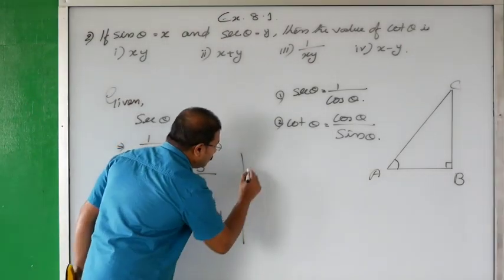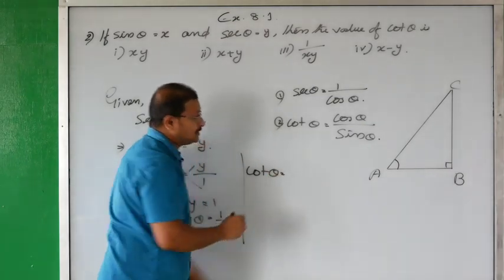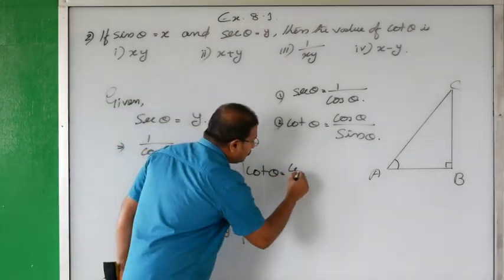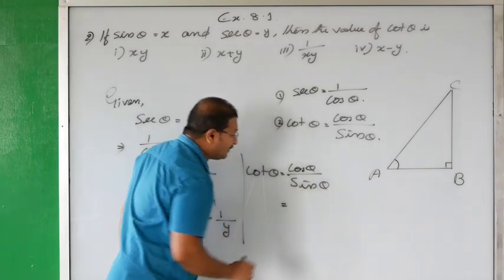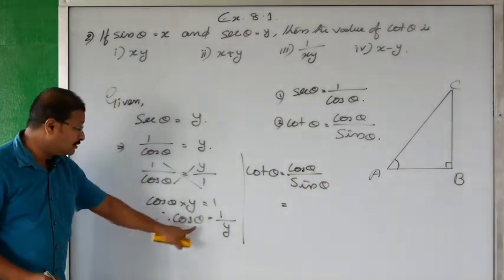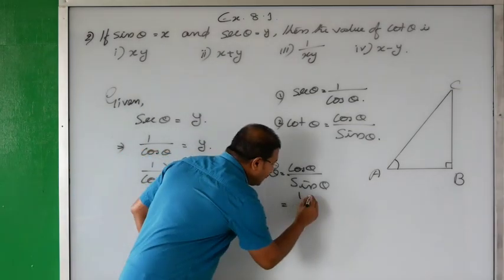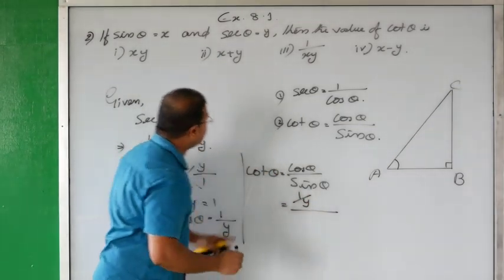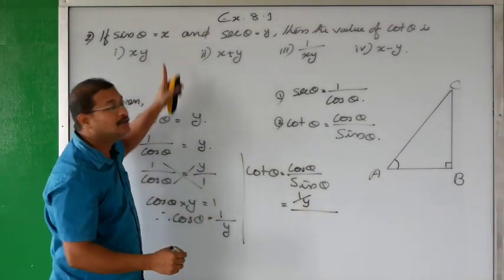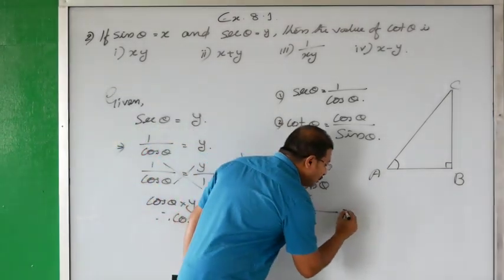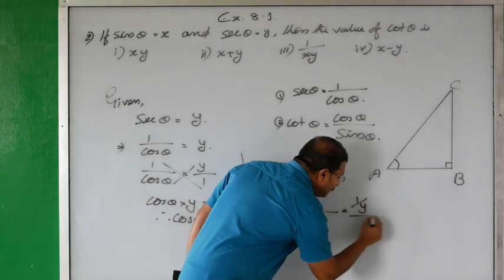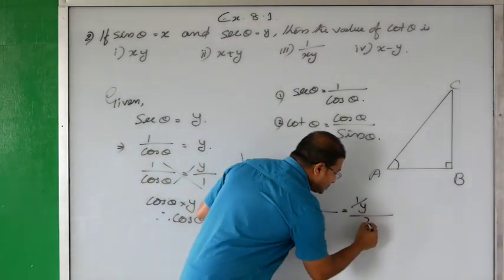So let's write now. Cot theta equals, what is the equation? Cot theta equals cos theta by sin theta. But we got the value of cos. What is the value of cos? 1 by y. So 1 by y divided by the value of sin, which is already given, yes, x. Ready? Next step. Equals 1 by y divided by x.